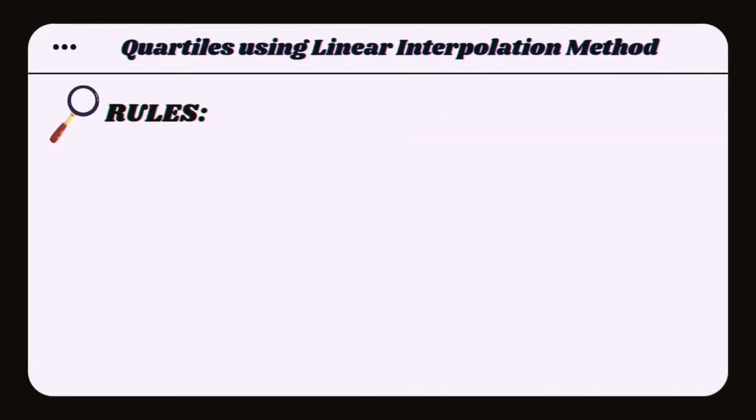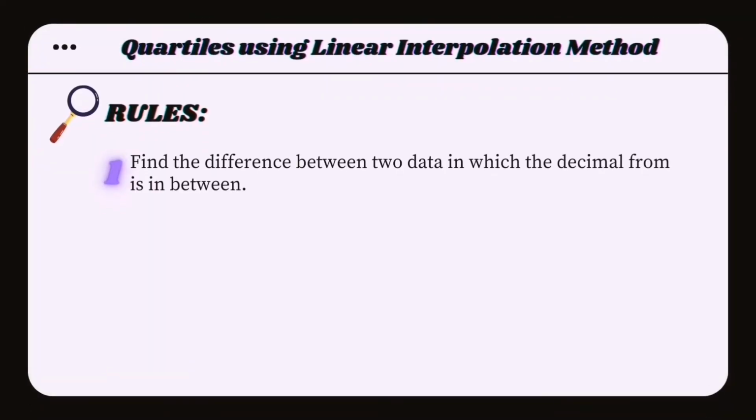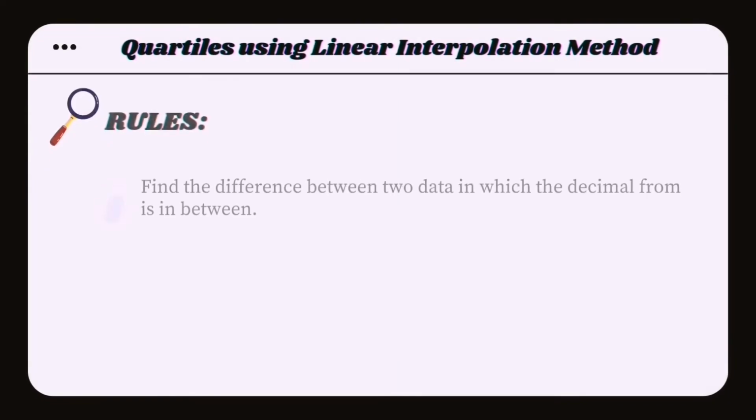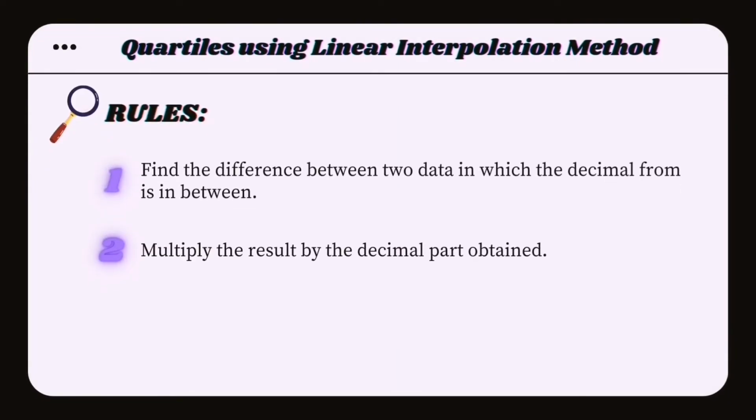Let's proceed now to the quartiles using the linear interpolation method. So what are the rules? Rule number 1, find the difference between the two data in which the decimal form is in between. The second rule is to multiply the result by the decimal part obtained.